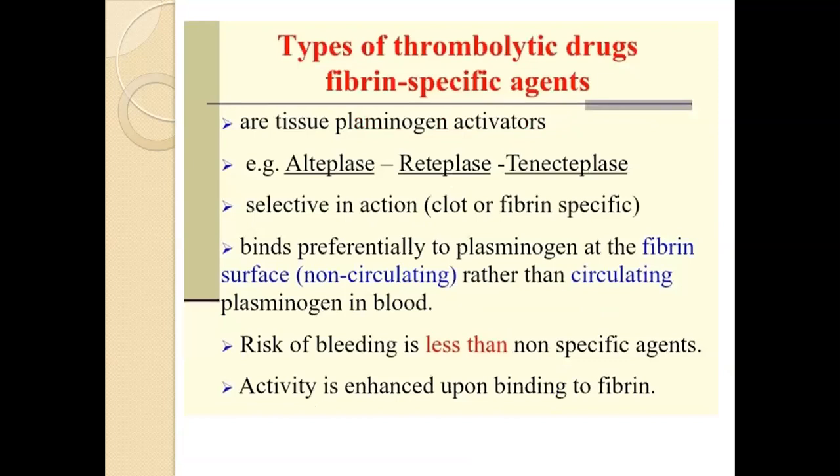Types of thrombolytic drugs, fibrin-specific agents. These are tissue plasminogen activators, for example alteplase, reteplase, tenecteplase. These are selective in action. They bind preferentially to plasminogen at the fibrin surface rather than circulating plasminogen in blood. So the risk of bleeding is less than with non-specific agents. Activity is enhanced upon binding to fibrin.